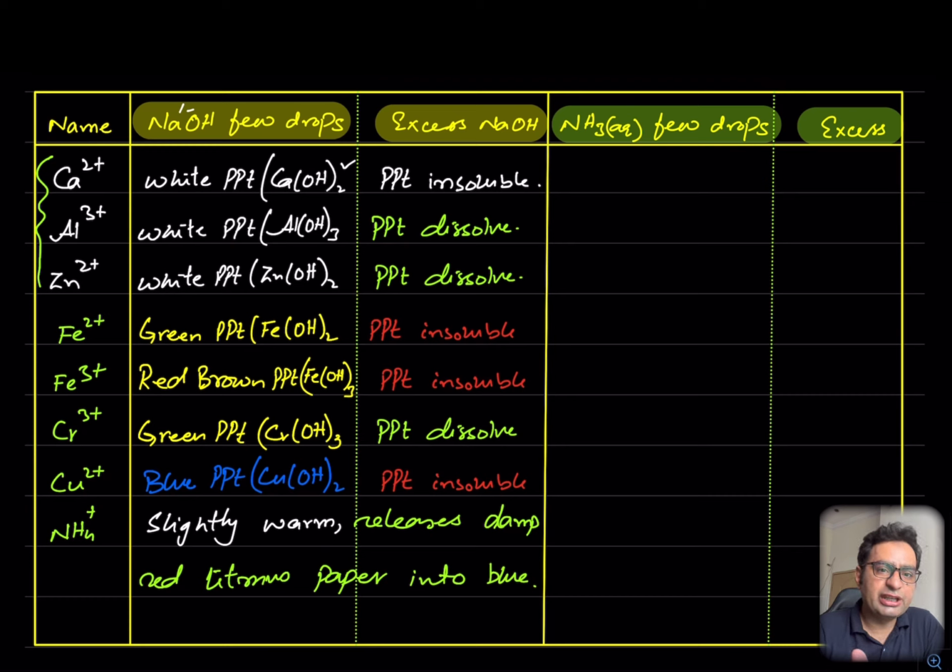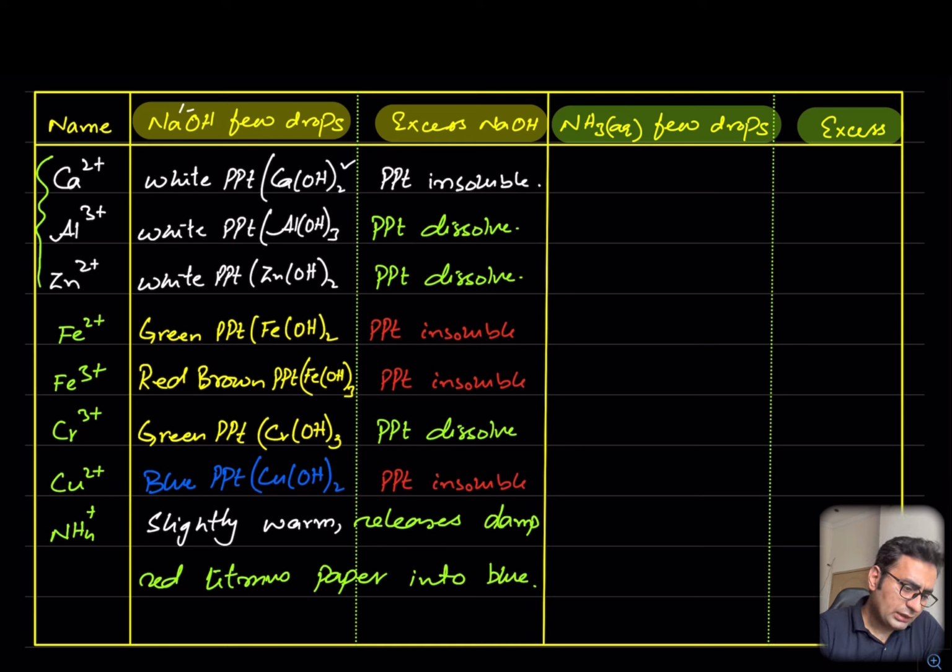3 positive, green PPT. If by adding sodium hydroxide you get a green precipitate, it means iron 2 or chromium 3 positive is present. By adding excess NaOH, if PPT gets dissolved, it means chromium 3 positive ion is present. If PPT does not dissolve, it means iron 2 positive. And if blue PPT is insoluble in excess, it means it is copper 2 positive.